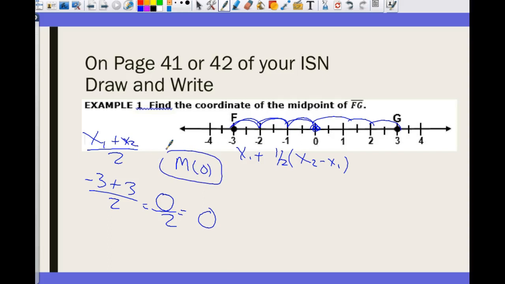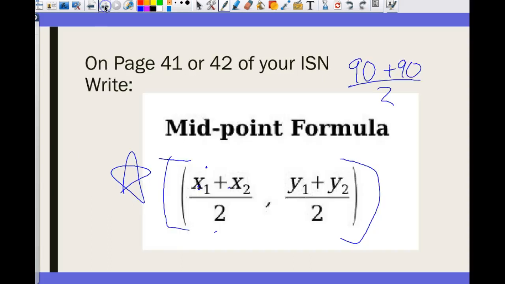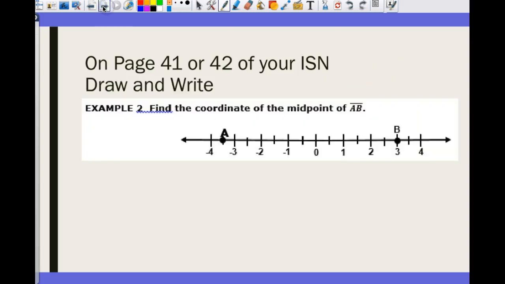Okay. Are you ready to move on to the next one? All right. Try to solve this one on your own. I'm going to give you guys 3 or 4 minutes to try to solve this one on your own. You have to use distance formula for both the x and the y.